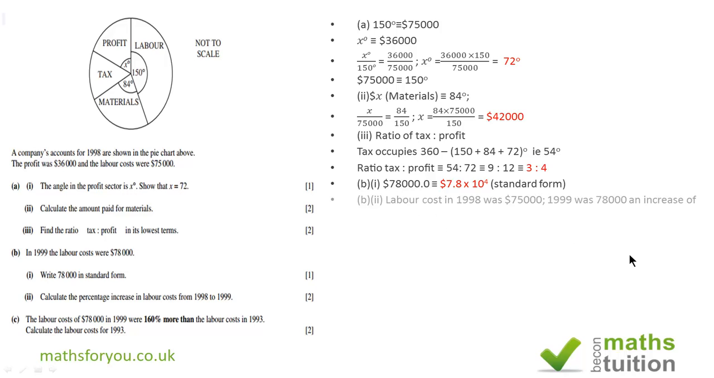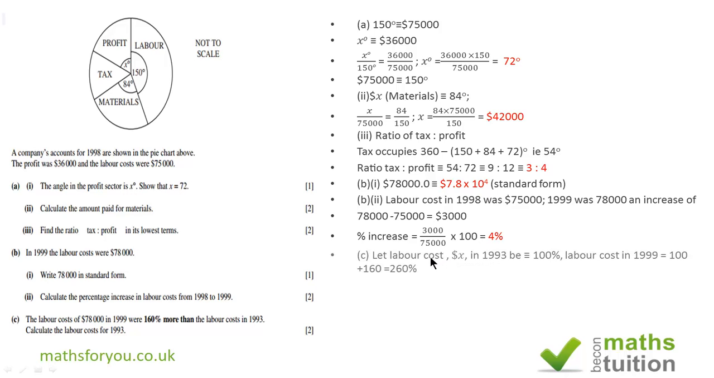In part B, we are supposed to show the increase in labor cost from 1998 to 1999 in percentage terms. So the increase is 78,000 minus 75,000, and that's $3,000. Now, if we divide $3,000 by 75,000 and then multiply by 100, we get 4% as our answer.